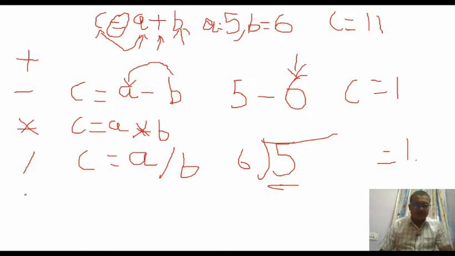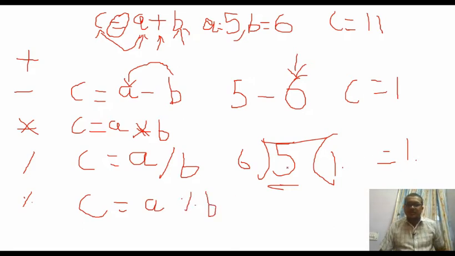The next one is the modulus operation. The modulus operation performs a division, but instead of sending the quotient as the answer, the remainder will be pushed to the variable C. If you are using A modulus B, it is the same procedure. It is going to perform a division first, but the remainder will be pushed to the variable called C. So this is called the modulus operation.